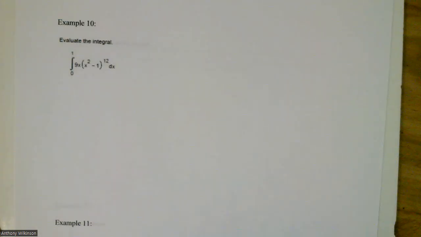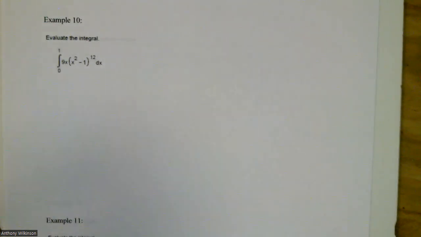Okay, let's look at this example here. In this case, we have the integral from 0 to 1 of 9x times the quantity x squared minus 1 raised to the 12th, dx. Now, in this problem, I'm going to go ahead and change my limits of integration.